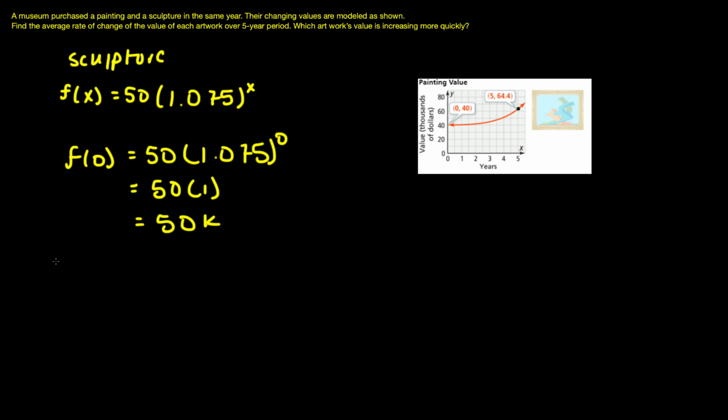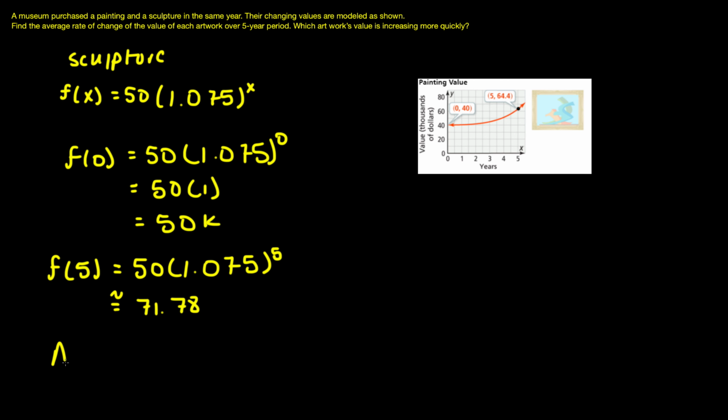All right, now I'm going to look at year 5, because I'm looking at between the 2 points. If I were to draw a line from one point to the other, that's going to be the average rate of change, the rise over run between those 2 points. So this is going to be 50 times 1.075 to the 5th power, and this will roughly be 71.78 thousand.